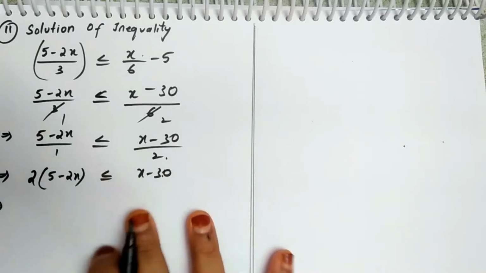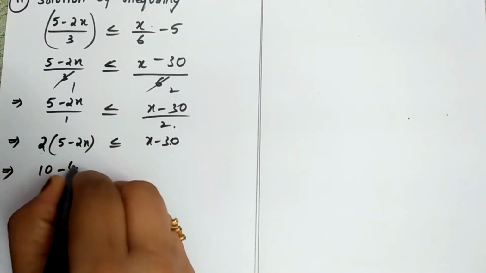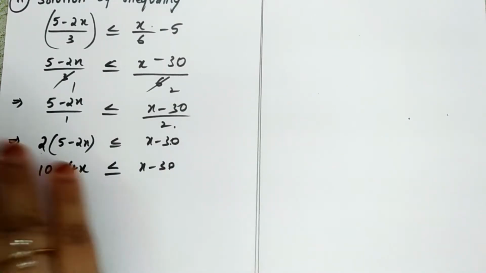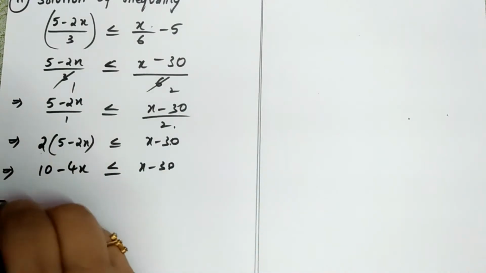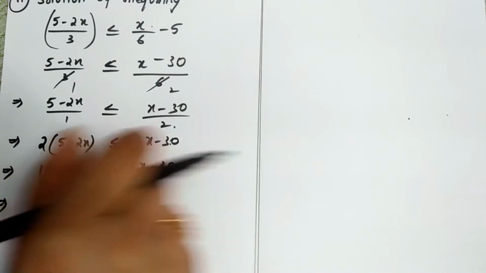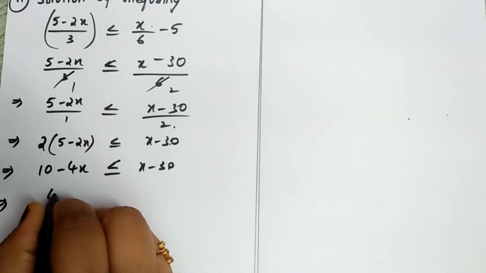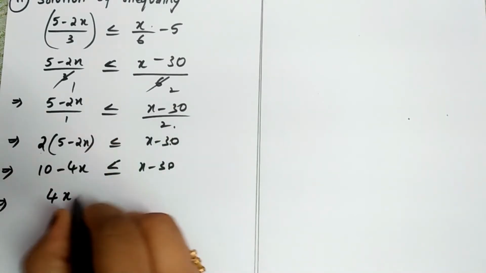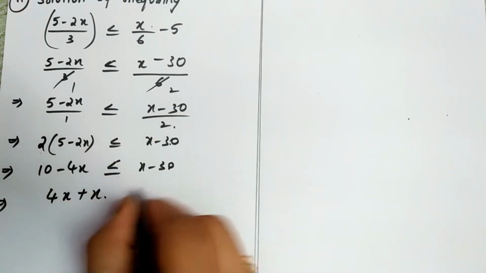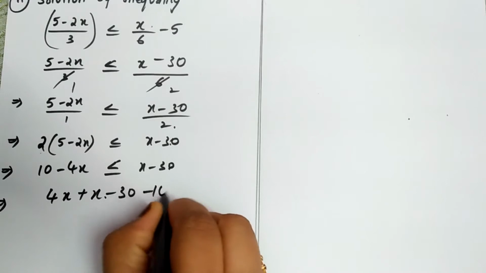Now you are just expanding everything here. 2 fives are 10, minus 2 twos are 4x, less than or equal to x minus 30. Now get all the things on one side. Since x should be positive, we take the 4x to the other side, getting 4x, plus x which is already there, on one side. Next, minus 30 is already here, and the 10 goes there and gets minus 10.